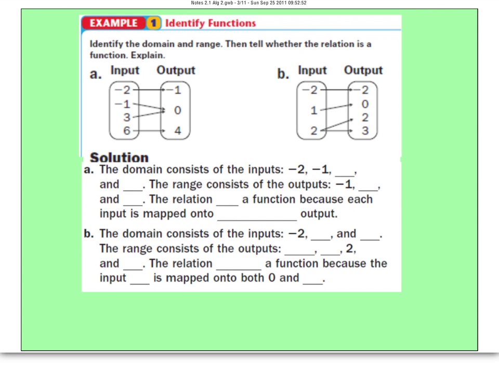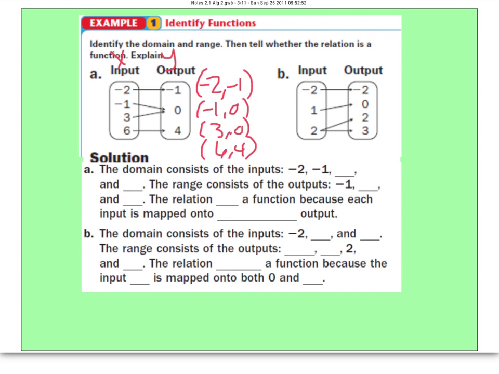So let's do these 2 examples and define the domain and range, and then say if it's a function or not. Now this is just kind of a mapping of the various ordered pairs. If you want to look at it as ordered pairs, by the way, the input is the x, the output's the y. So it's the ordered pairs (-2, -1), (-1, 0), (3, 0), and (6, 4) is how you would read those ordered pairs.